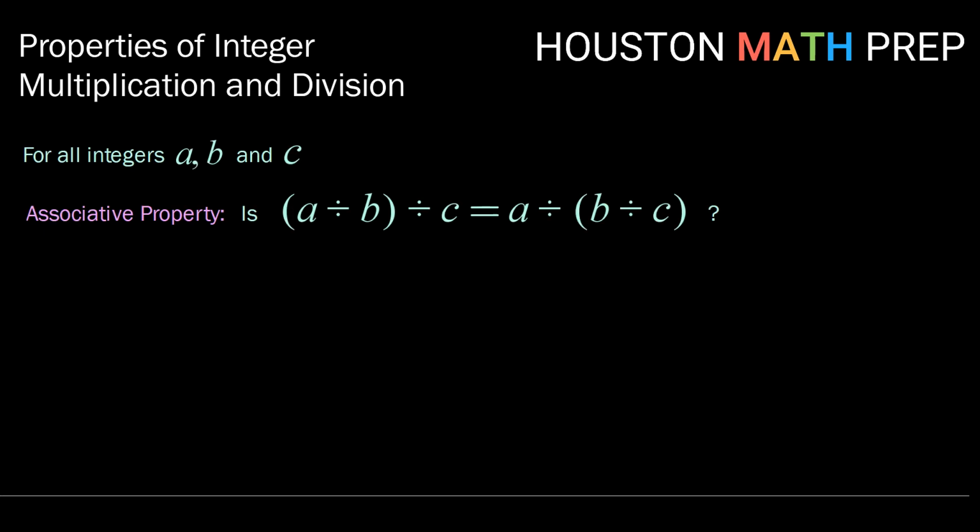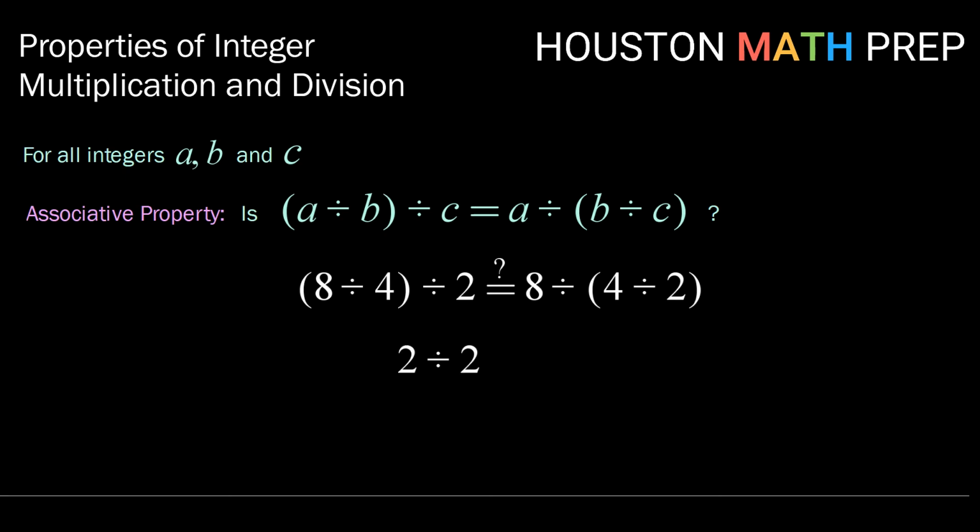What about the associative property? Can we regroup division in any order and still have it work out the same? Let's take 8, 4, and 2. If we first group 8 divided by 4, we know 8 divided by 4 is 2. On the other hand, if we first group the 4 divided by 2, 4 divided by 2 is 2. Now continuing, on the left side, 2 divided by 2 is 1. But on the right side, 8 divided by 2 is 4. 1 is certainly not equal to 4, so here the regrouping did not yield the same answer. So the associative property does not hold for integer division.